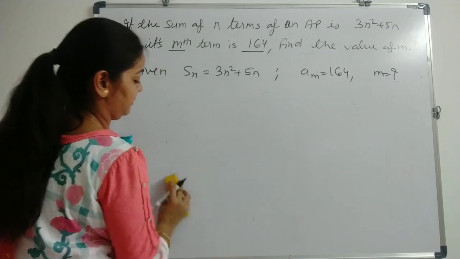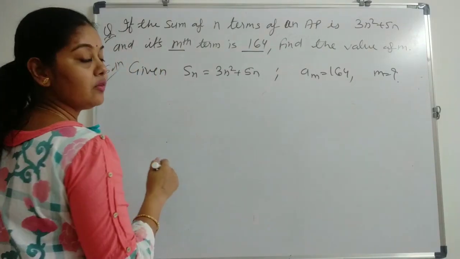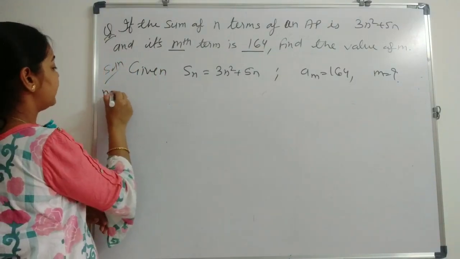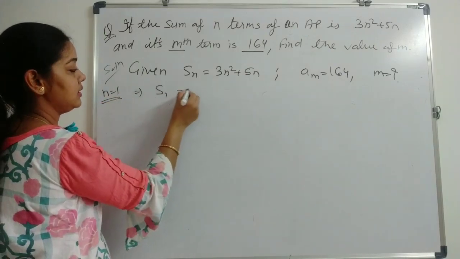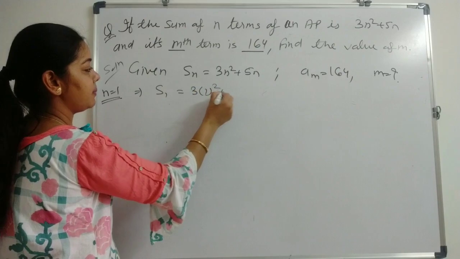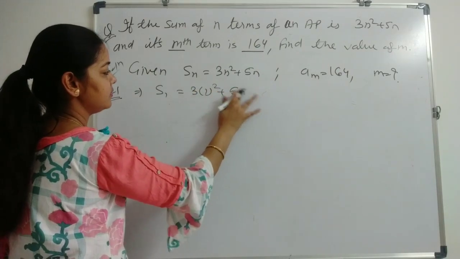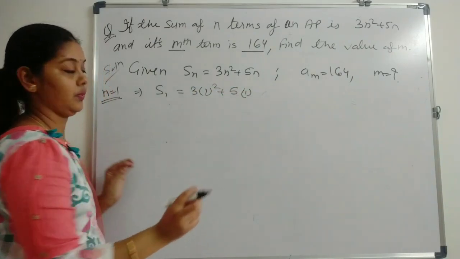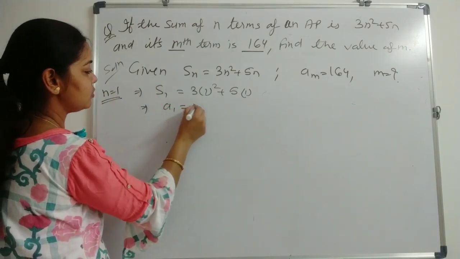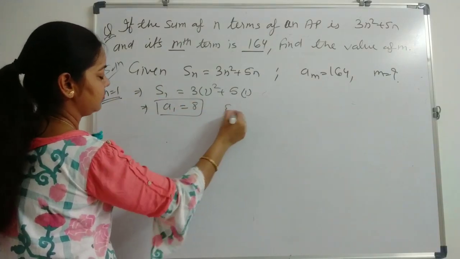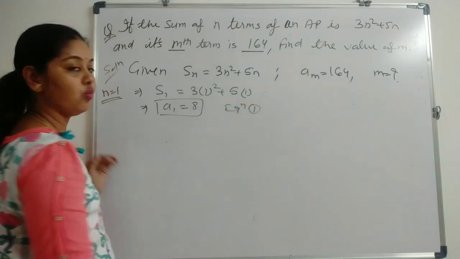Now, simplify the given problem. Put the value of n. What will we get? If n is 1, it means S1. That is 3 into 1 square plus 5 into 1. That will be equal to 8. A1 equals 8. This is equation number 1.